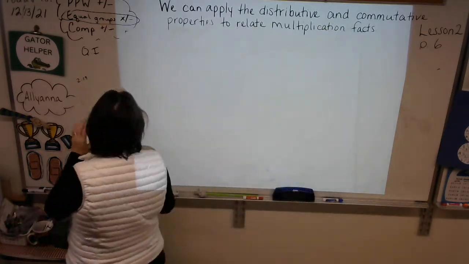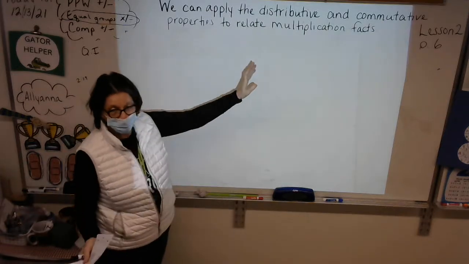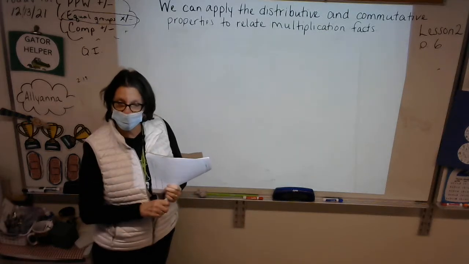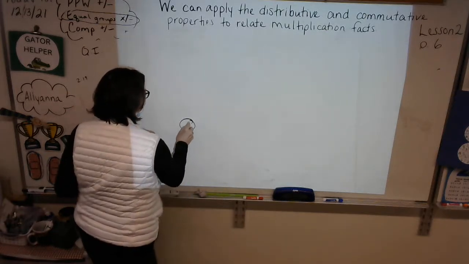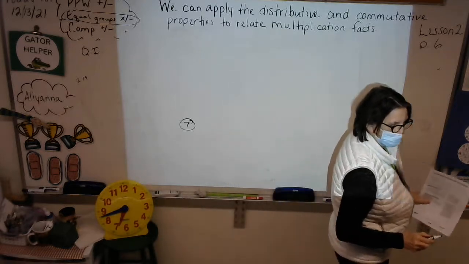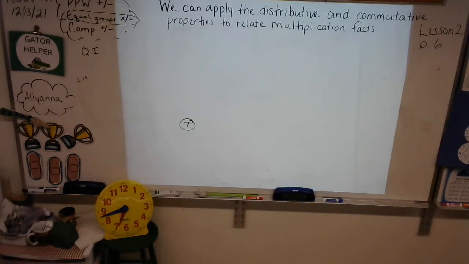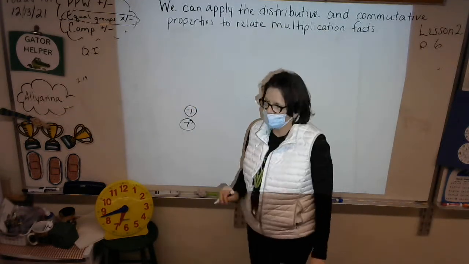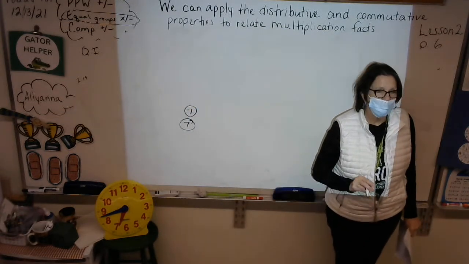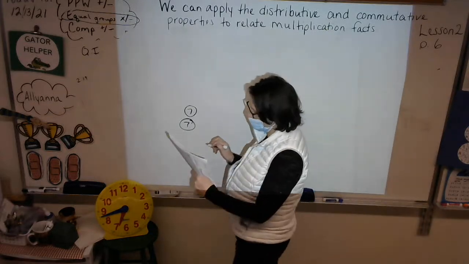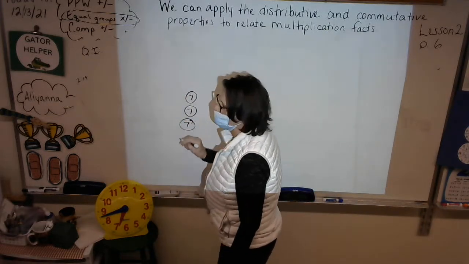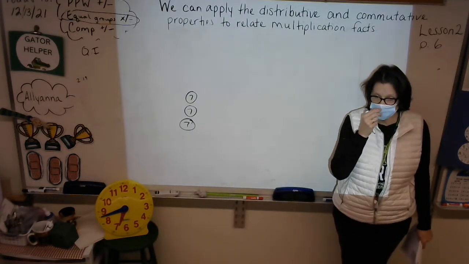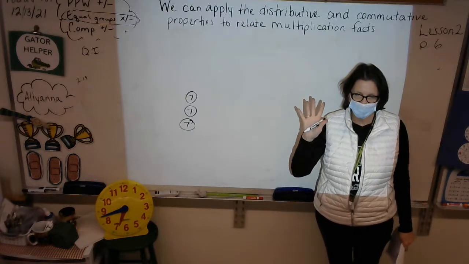All right, so we're going to start by using the distributive and the commutative property to find math facts. So the first thing I want you to do on your whiteboard is draw 1 7. How many 7s do we have? 1 7. Let's add another 7. Now how many 7s do we have? 2 7s. Please dress up your numbers. Let's add another 7. How many 7s do we have? 3 7s. Go ahead and continue to draw 7s until you have 5 7s.